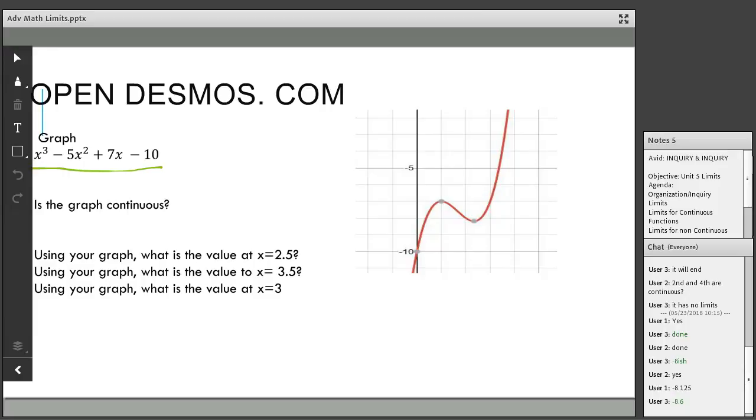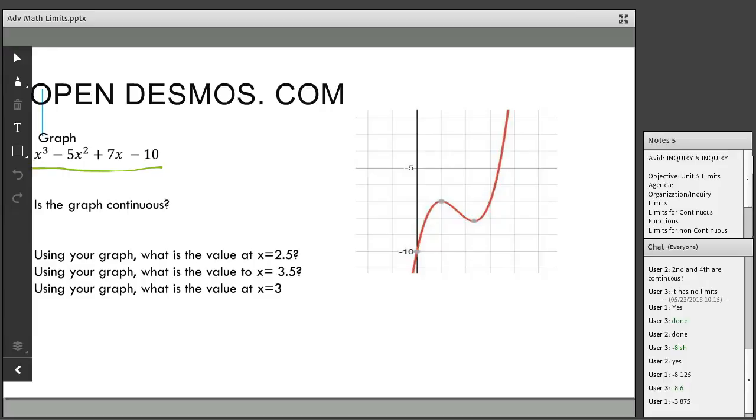I get -8.6. Is that what you guys got? Oops, I've got to go back to Desmos. I'm flipping screens. 3.5. Got a bigger number, like close to -4-ish. Yeah. Negative 3.875.